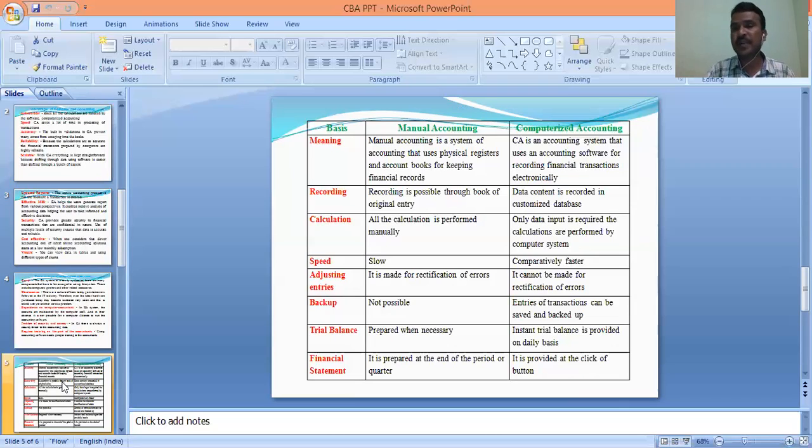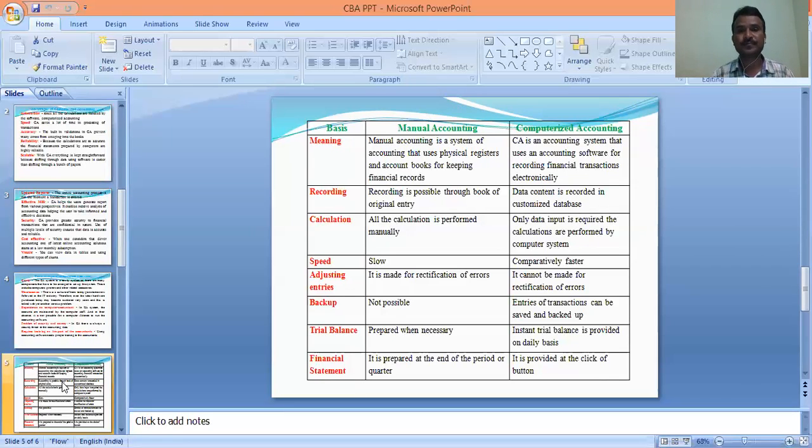Now coming to the computerized accounting system, the meaning is the same: recording of financial transactions, classifying, summarizing, and interpretation. The meaning is the same, the rules are the same, the regulations are the same, the principles are the same, but there is only one difference. Manual accounting records in a physical register, but here we are recording in an electronic register, electronically, using computer software. That is the clear difference in the meaning.